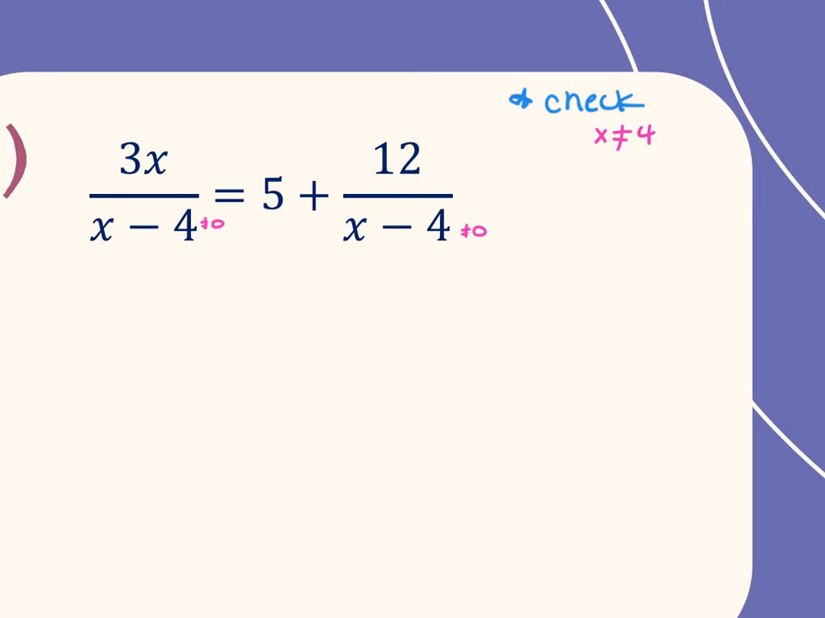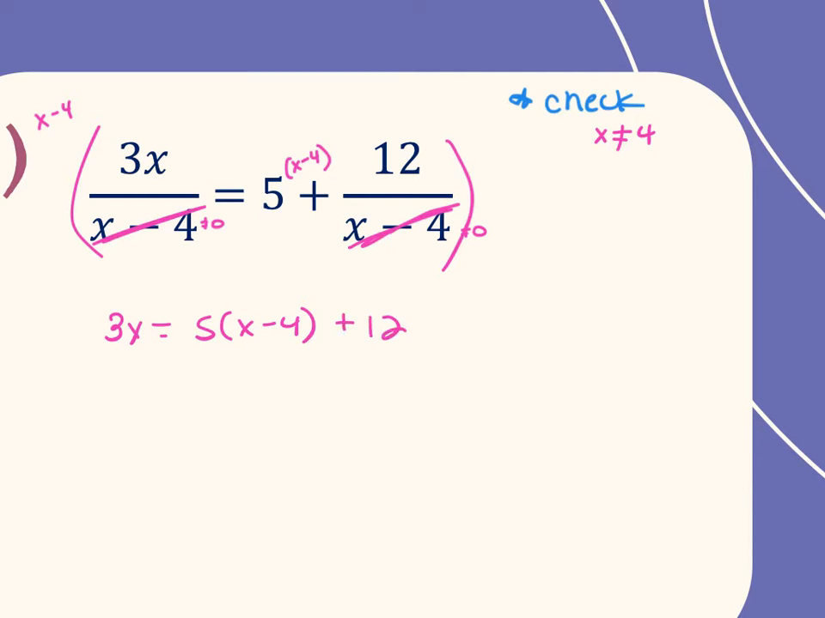All right, so given that, my least common denominator here is x minus 4. So I'm multiplying x minus 4 over 1 times that first one. The x minus 4s would cancel. Equals 5 times x minus 4. And then the x minus 4s under the 12 would also cancel. So I'd end up with 3x equals 5 times x minus 4 plus 12.